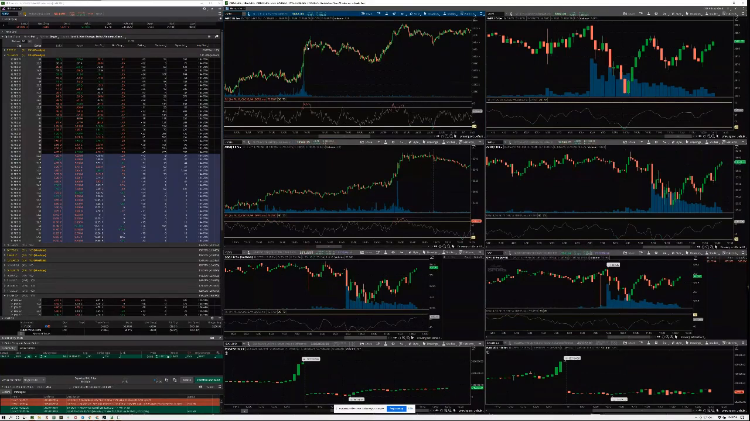So once it started moving, keep in mind that I tighten the stops. I get them tighter until finally I didn't close the trade. I let the stop close the trade, and that's how I managed it. Okay, so that's basically it.